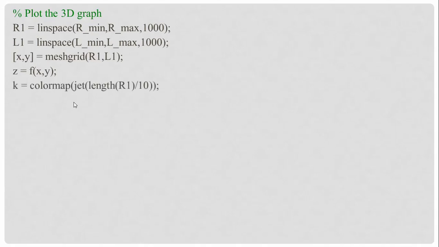The color map is used to show different colors for different iterations. If we don't use this, the whole graph will be black, and we won't know where the iteration was done and which interval was reduced and discarded. So the surf function is used to plot the 3D graph: X, Y, Z. X is R1, Y is L1, and Z is the Q factor.